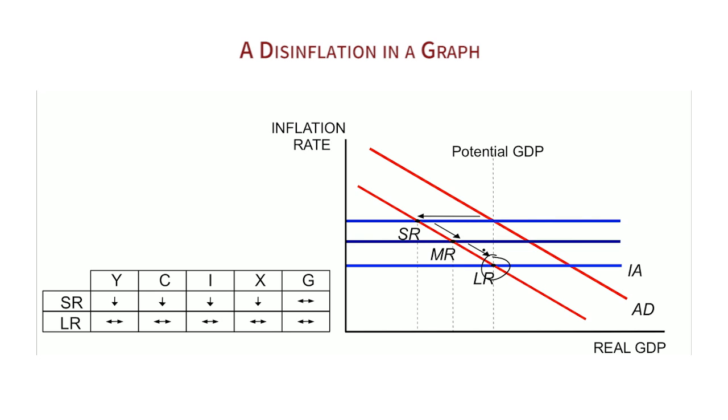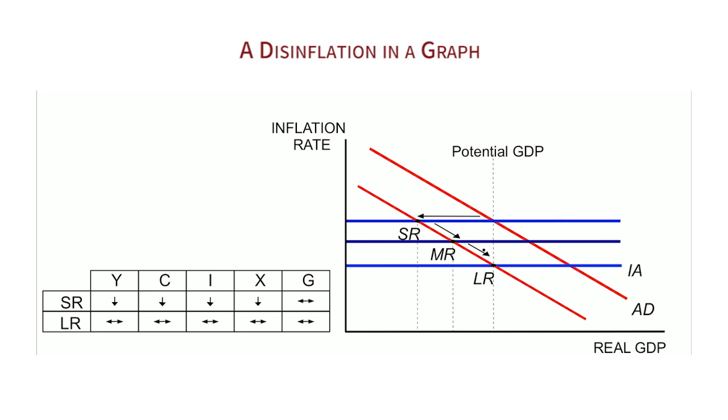The objective here has been achieved. The inflation rate has come down from its initial point where we started to this new long-run point. That was the goal of the Fed. There has been an impact on the economy, however. Real GDP has declined temporarily, but it has declined.